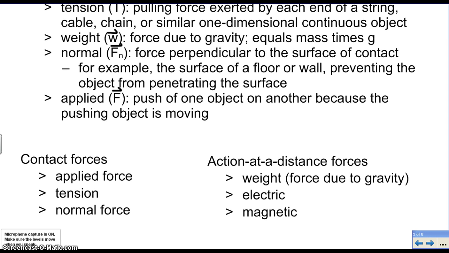So I've alluded to this so far, but haven't said it. We have two main categories of forces. We have contact forces, which are applied force, tension, and normal force. That's when the two objects are actually touching. And then there are also action at a distance forces. So there's weight, force due to gravity, there's the electric force, and there's the magnetic force. The only one we're really going to worry about right now is weight, force due to gravity.